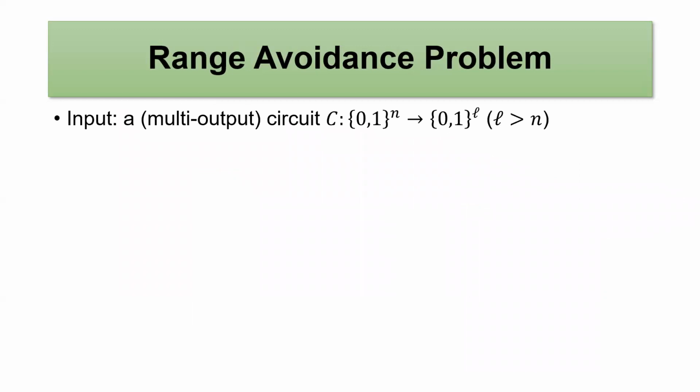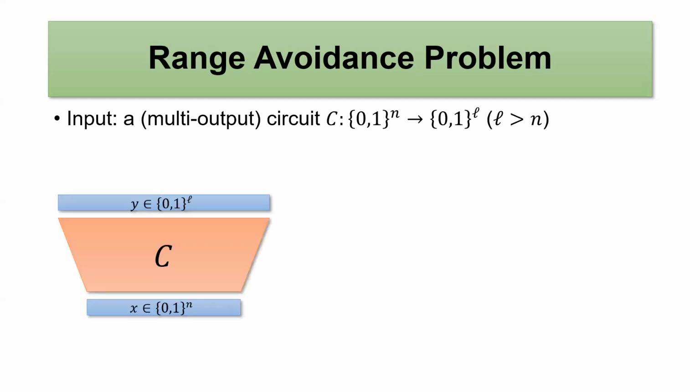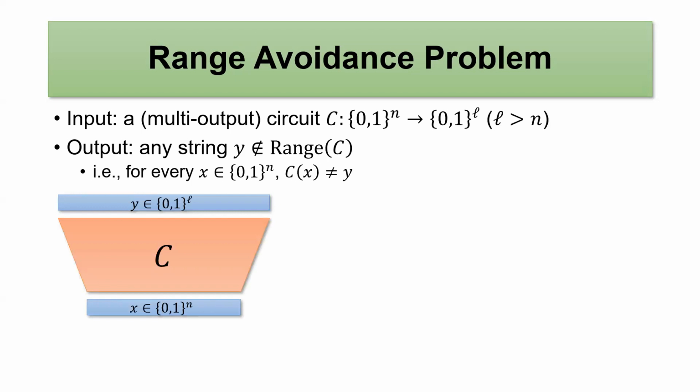In this work, we consider an explicit construction problem called range avoidance. The input to this problem is a circuit C, which is multi-output, and its output length is greater than input length. Any string that is not in the range of C is an acceptable output for this problem. That is, the goal is to find a non-output of C.